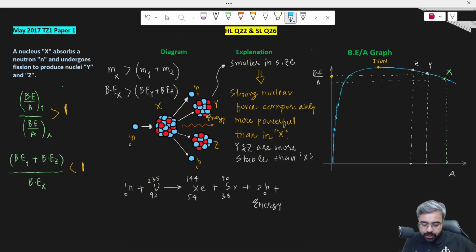So option C is the right answer for this MCQ.